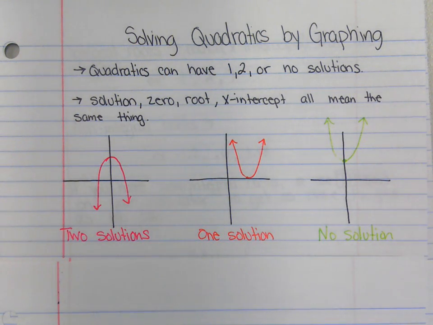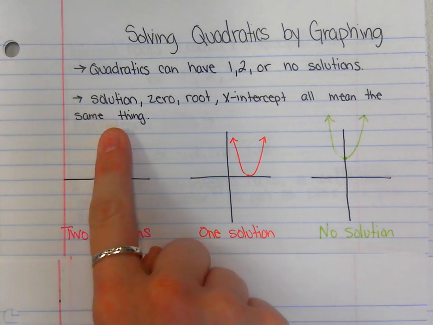All right, so we've already talked about how to solve quadratics by factoring. So today we're going to talk about graphing. Go ahead, pause this and write it down. All right, quadratics can have one, two, or no solutions, just depending on if it crosses the x-axis.